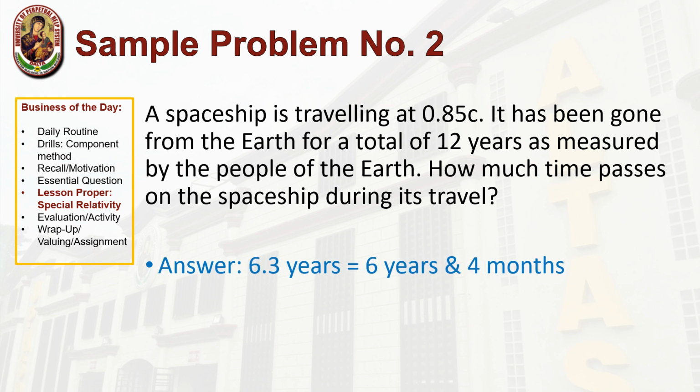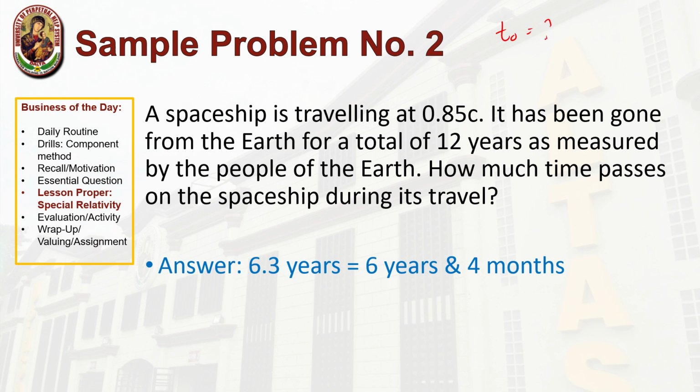Alright, so what about this one? Let's have another sample problem. So sabi dito, a spaceship is traveling at 0.85 C. It has been gone from the Earth for a total of 12 years as measured by the people of the Earth. How much time passes on a spaceship during its travel? Okay, so this time we will be looking for the time recorded by the people on this spaceship.